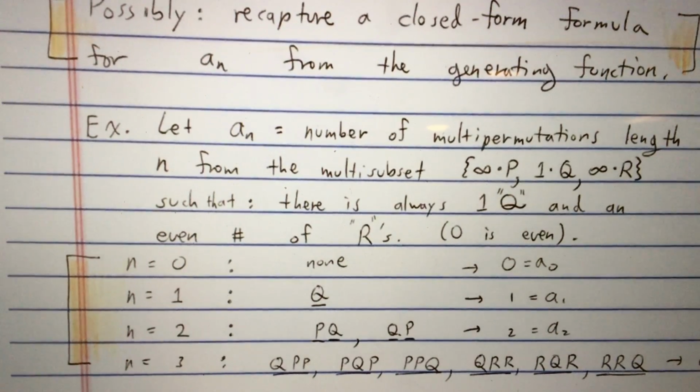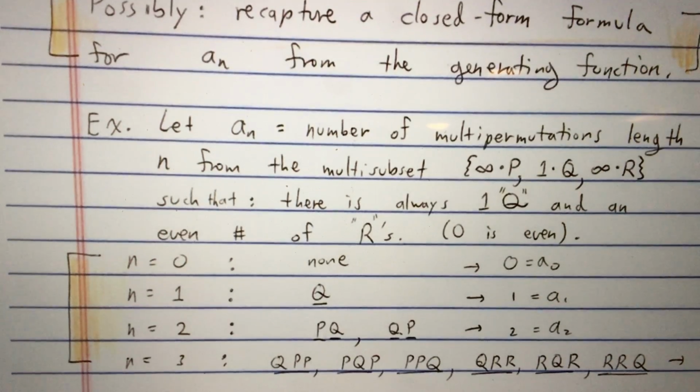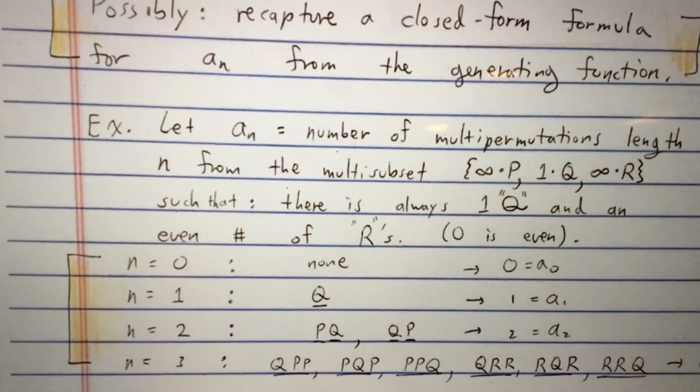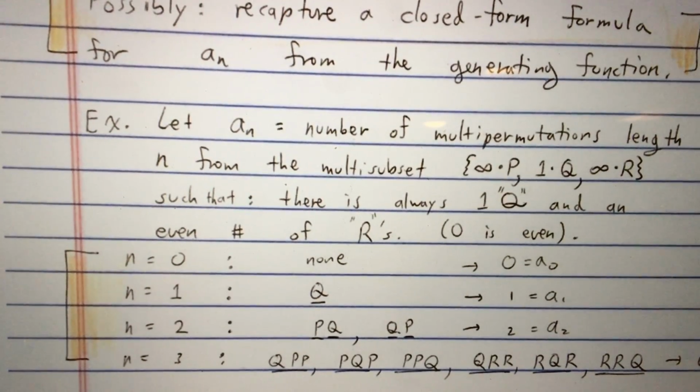For n equal 2, you've got to have a q again, and that limits the other one to p because you can't have just one r. You have to have an even number of r's. So you have pq or qp, so a sub 2 is equal to 2.